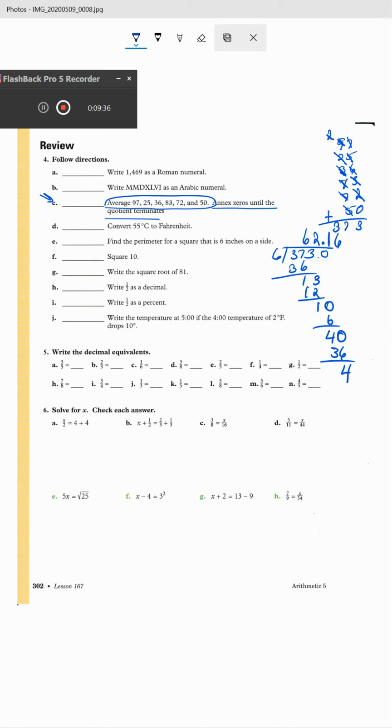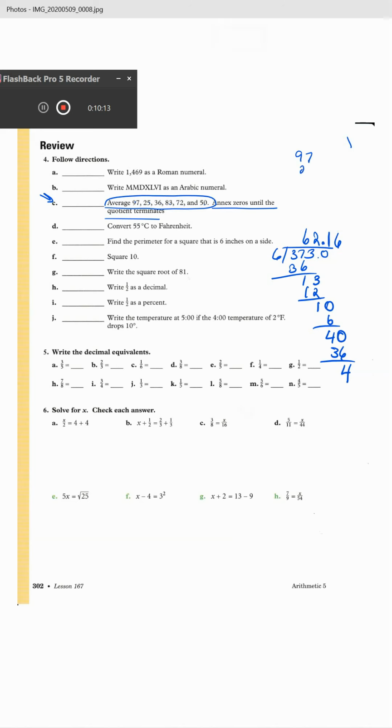Till it terminates. I did something wrong, because that won't terminate. That's ongoing. And I see my answer messed up. So I added up wrong, guys. I must have added up wrong. Let's see, 97, 25. Let me make sure I have the right numbers. 36, 83. I'm going to erase. Try it again.